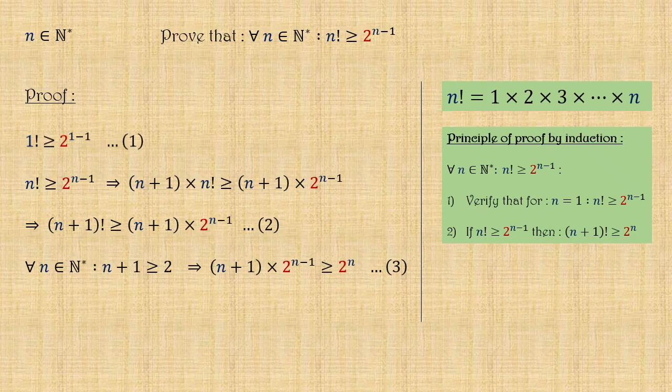Now from assertions 2 and 3, and by using the transitivity property of the inequality, we find that n plus 1 factorial is greater than 2 to the power of n. Let's mark this as assertion 4.